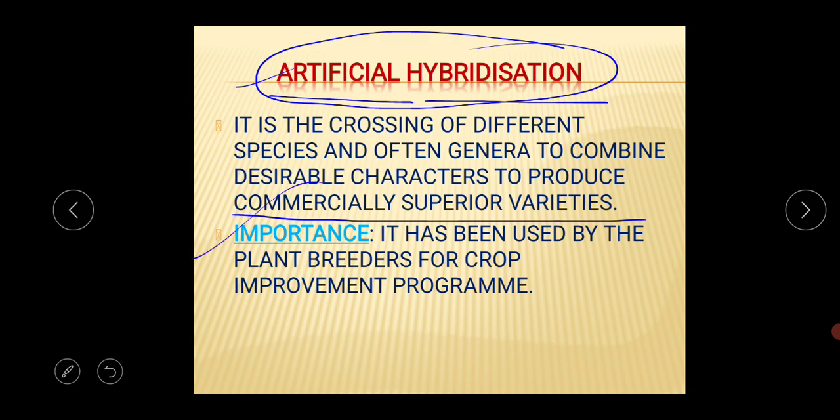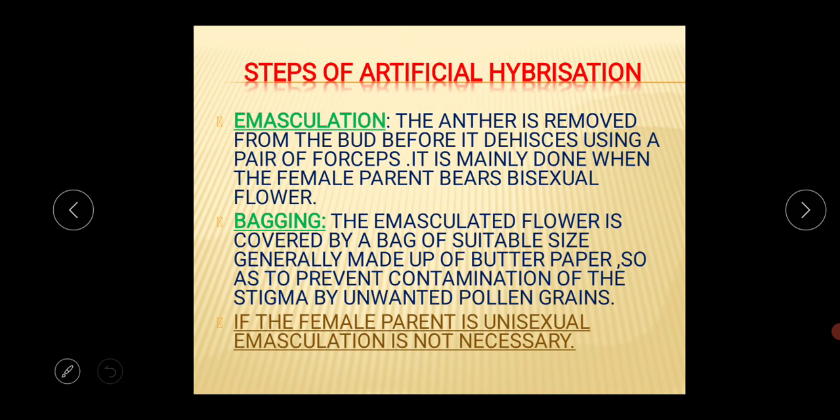Next thing is the importance. It has been used by plant breeders for crop improvement programs. There are several steps for artificial hybridization. The first step is emasculation. In this case, the anther is removed from the bud before it dehisces, using a pair of forceps. It is mainly done when the female parent bears a bisexual flower.